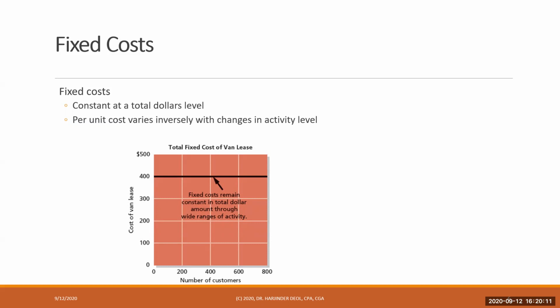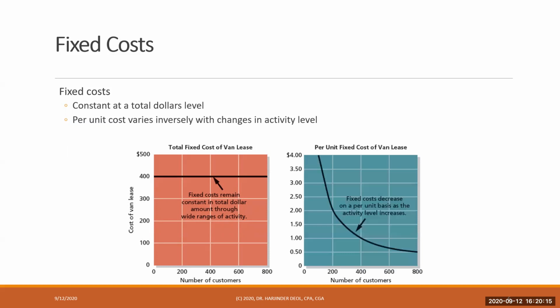However, if we were to calculate the per unit cost of the van lease, as the number of customers goes up, the average cost per unit for the van lease falls. We saw this in terms of the factory rent example or depreciation example in chapter 2 when we were looking at the behavior of average cost per unit. The average cost per unit falls as the production volume goes up.